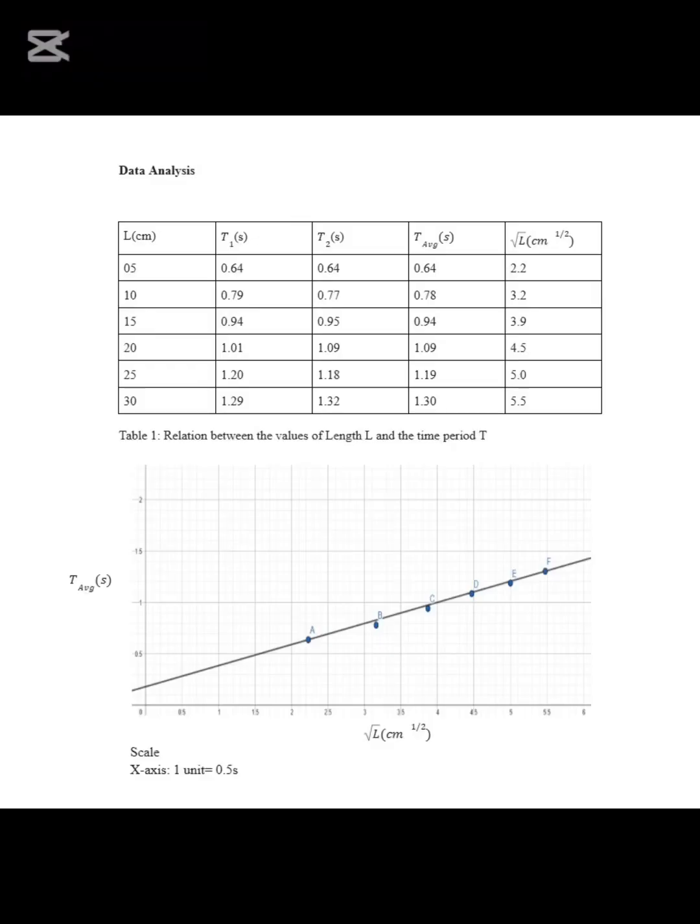Here's the data I collected. When I plotted the time period T against the square root of the length, √L, I found a linear relationship. As shown in this graph, this aligns with the theoretical prediction from the formula of the pendulum, which suggests that the time period increases as the square root of the length increases.